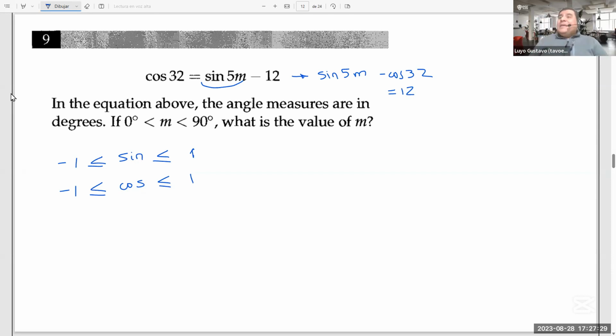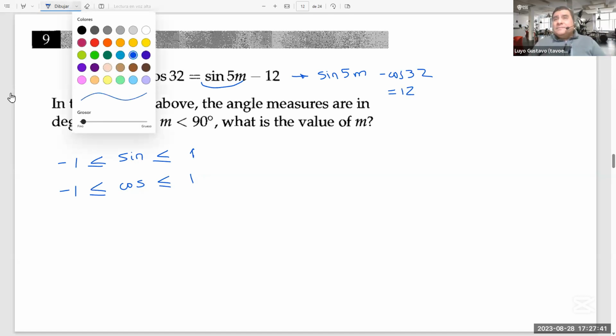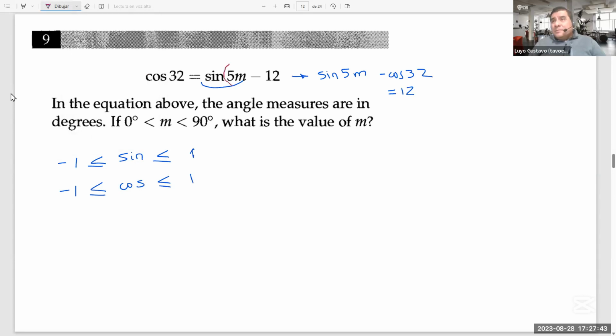So be careful, don't interpret this as the sine only applying to 5m. It applies to everything, okay? It should be like this. Rather, all of this is the angle. Okay, having said that, please try to continue and get to the answer on your own first.